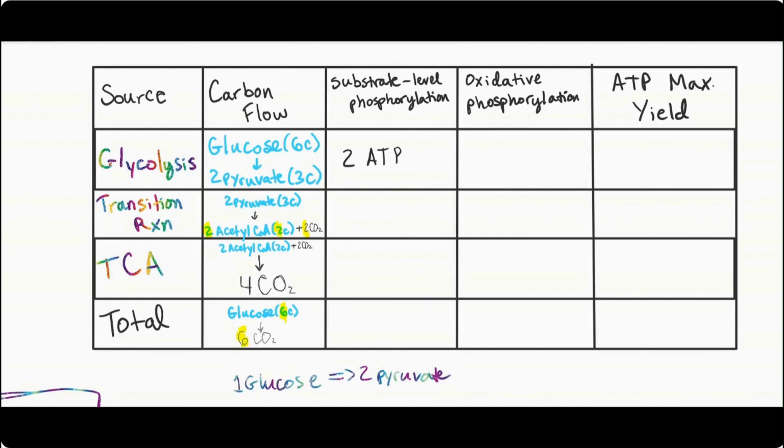NADH is an electron carrier, and so it has to go through the electron transport chain or interact with the electron transport chain in order for ATP to be produced. So no ATP is produced directly from the conversion of pyruvate to acetyl-CoA.